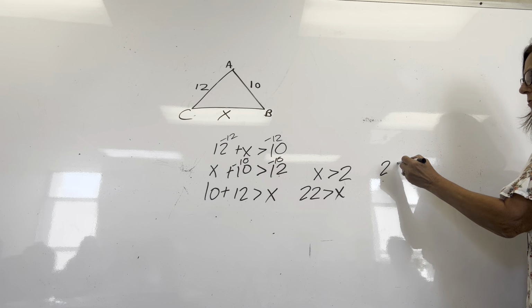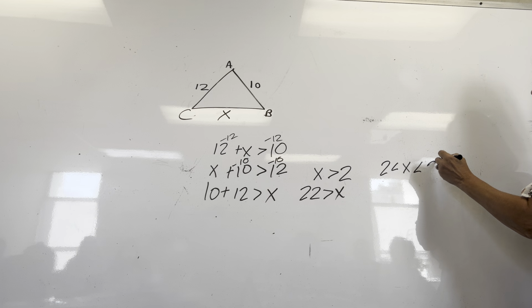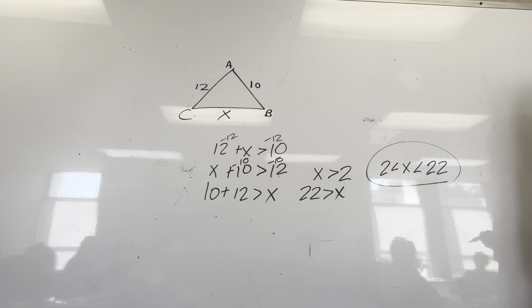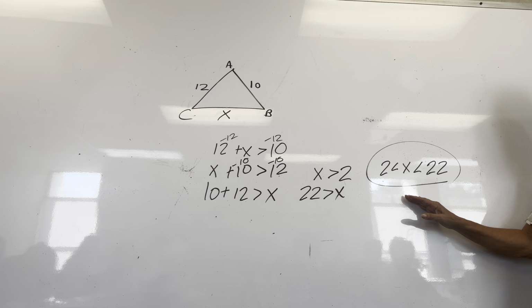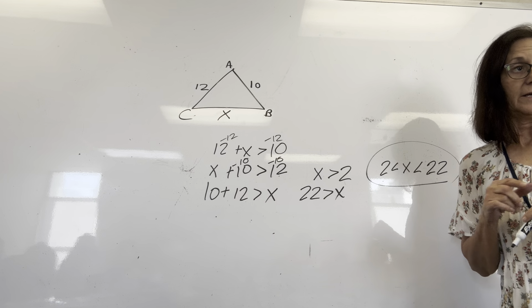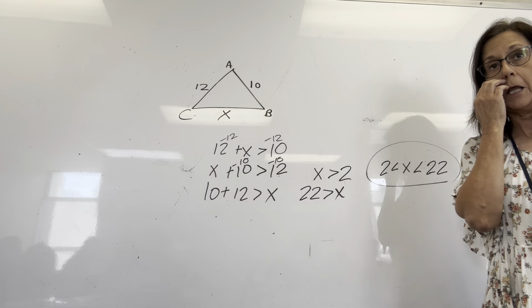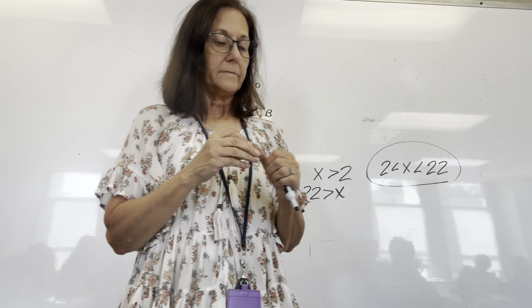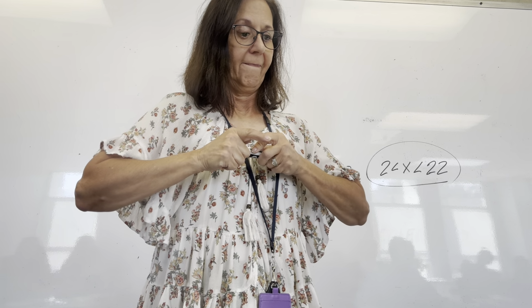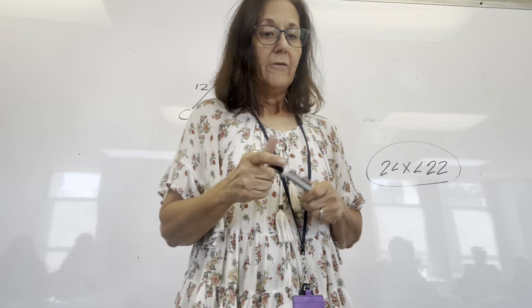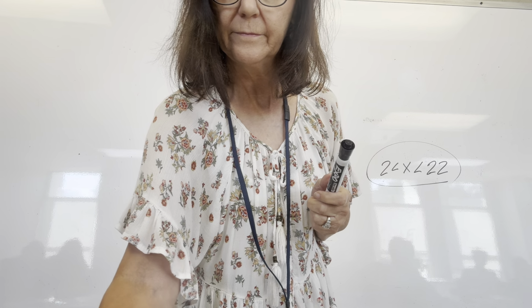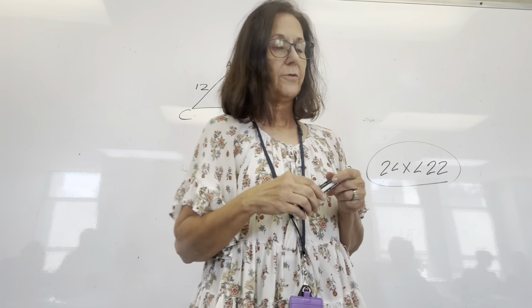So 2 less than X less than 22. X has to be between those numbers, between 2 and 22. You have to be able to write an inequality and solve for the inequality, for the range of possible lengths of the third side. For this lesson, I would look back over problems 10 through 31.